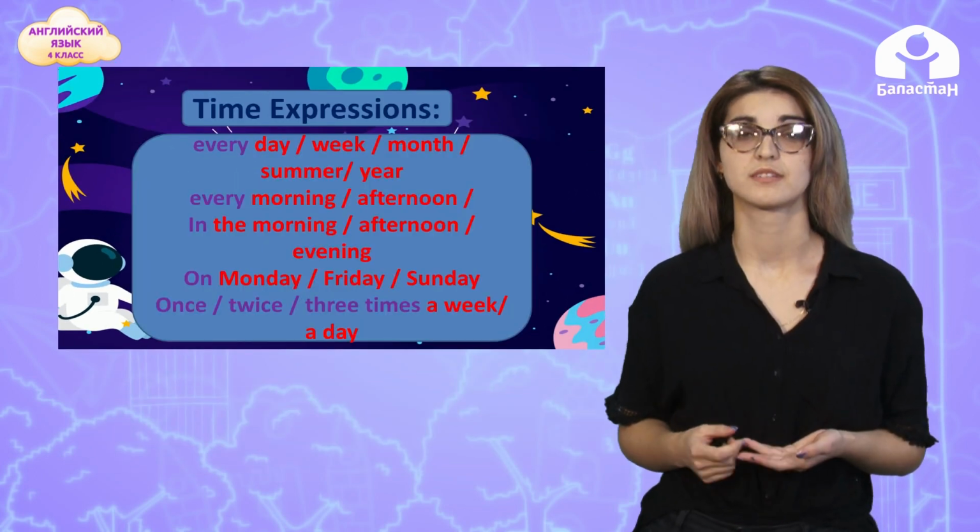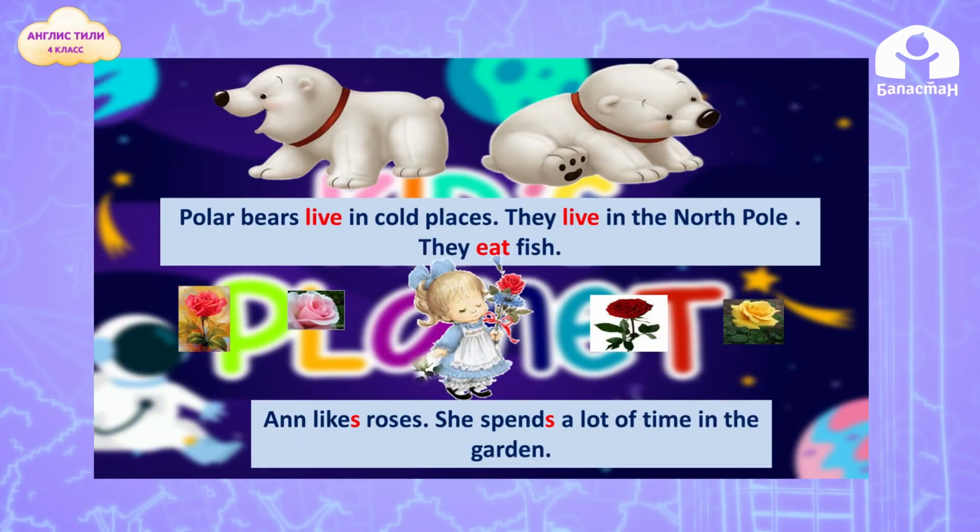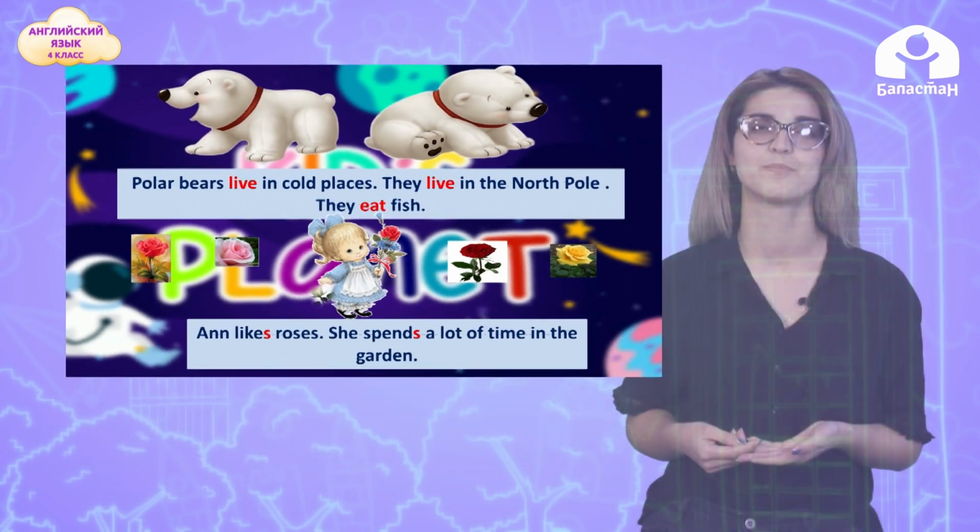Time expressions: every day, every week, every month, every summer, every year, every morning, every afternoon, in the morning, in the afternoon, in the evening, on Monday, on Friday, on Sunday, once, twice, 3 times a week, a day. For example, polar bears live in cold places. They live in the North Pole. They eat fish. Anne likes roses. She spends a lot of time in the garden.